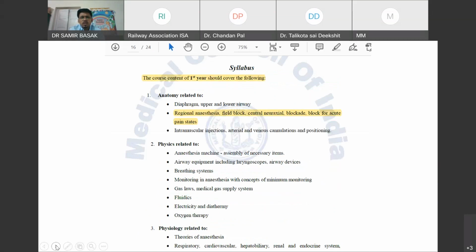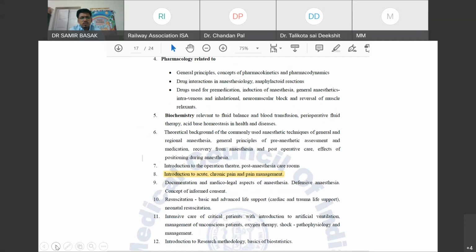Regarding the content of the course, there is a syllabus also. In the syllabus, anatomy, physiology, and physics are all in the first year. We have to cover regional anesthesia, field block, neuraxial block, and blocks for the brachial plexus, all in the first year. Next comes biochemistry and the introduction of acute and chronic pain and pain management. These are the basics you should know in the first year only.